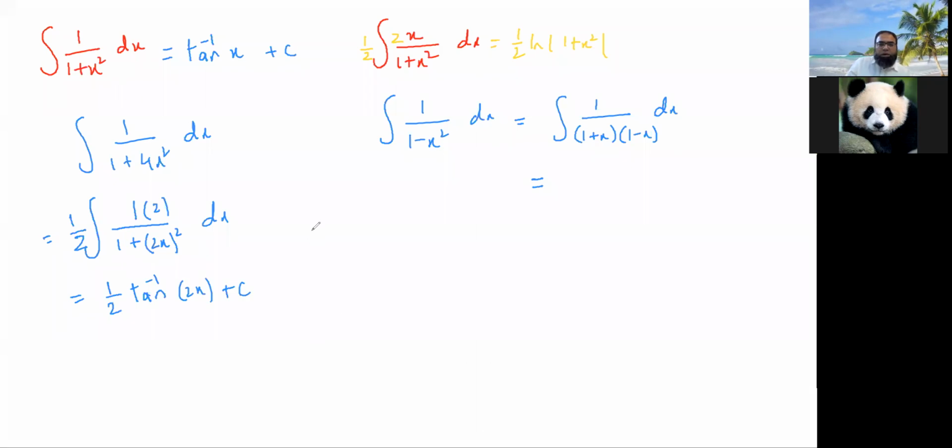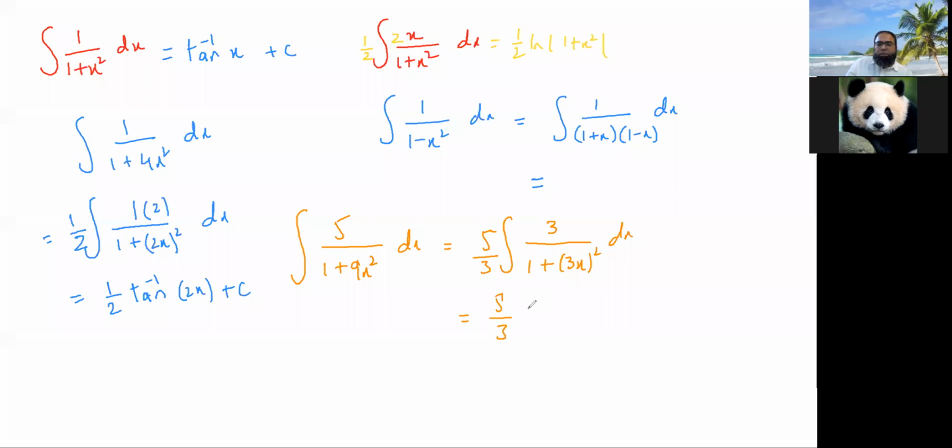Suppose you have to integrate 5 over 1 plus 9x squared dx. Okay, so I can write this 5 outside here, and this will be 1 plus 3x whole square. So the derivative of 3x is 3. So I'll write 3 here, I'll write 3 here. So this is going to result as 5 over 3 tan inverse of 3x.